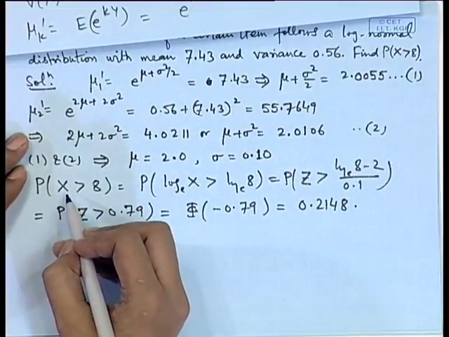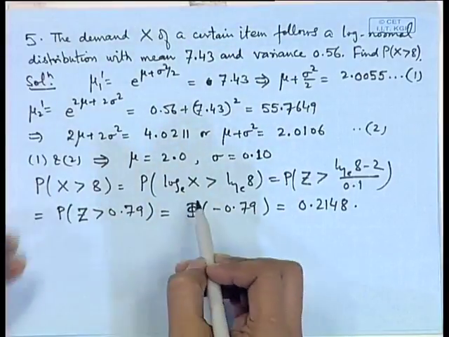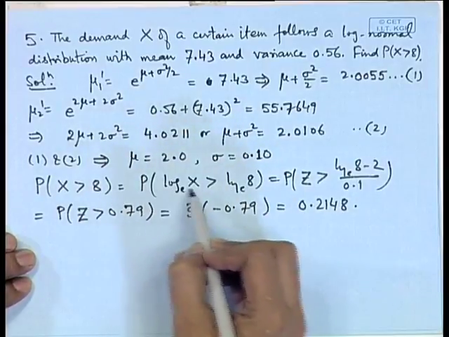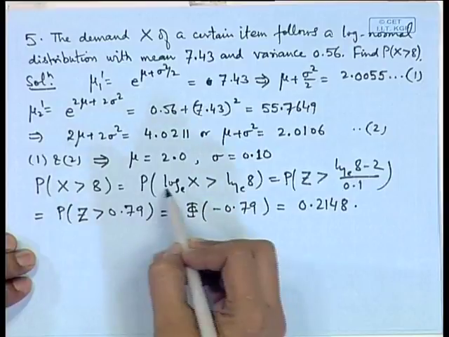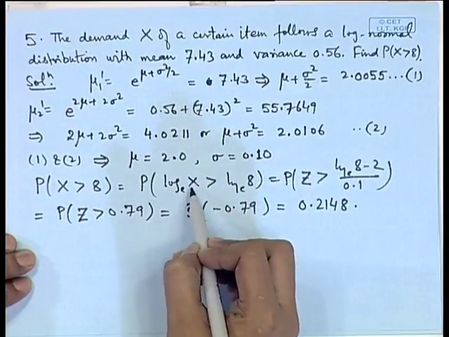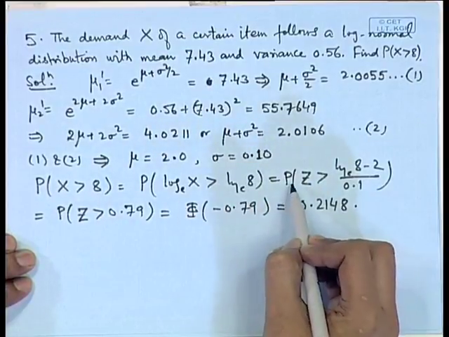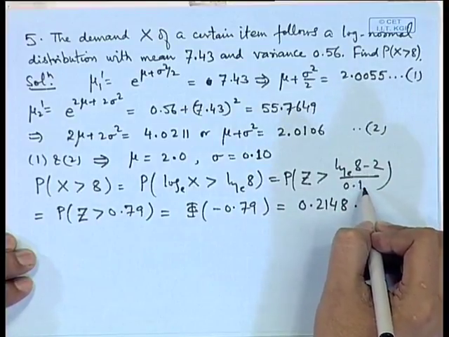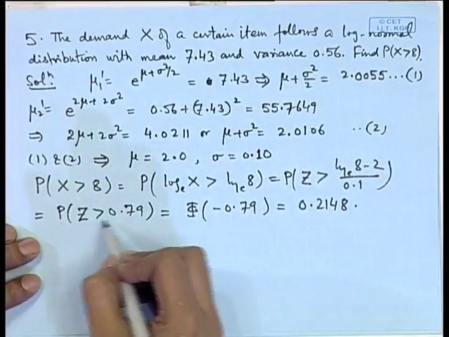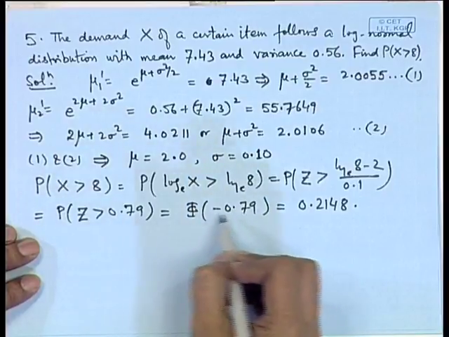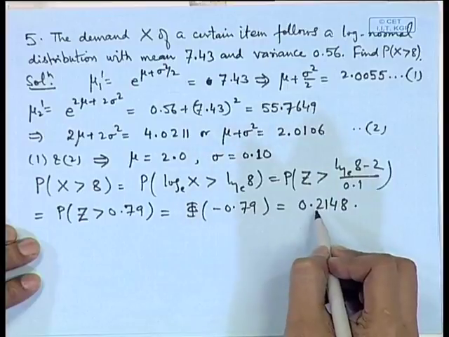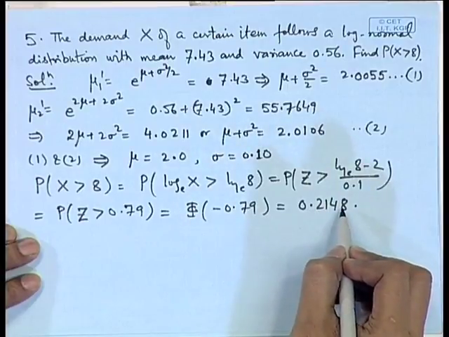Now, the probability for a log normal random variable can be calculated using the normal distribution. So, the probability of x greater than 8 reduces to the probability of log x greater than log 8, which is the probability of z greater than (log 8 minus 2) divided by 0.1, which is the probability of z greater than 0.79, and from the tables of the standard normal distribution we can see it is 0.2148.